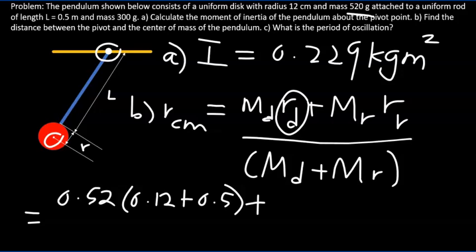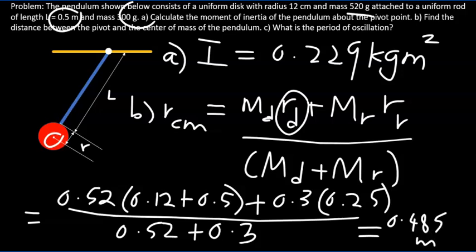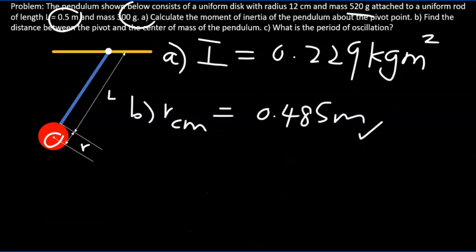Plus, now the mass of the rod is given by 300 grams, so 0.3 kg. The center of mass of the rod is exactly in the middle, and the distance to the pivot is L over 2. So L is 0.5, half of that is 0.25 meter. Divide by the total mass, which is 0.52 kg plus 0.3 kg, and you're going to get 0.485 meter. And we have recorded the answer for part B there.